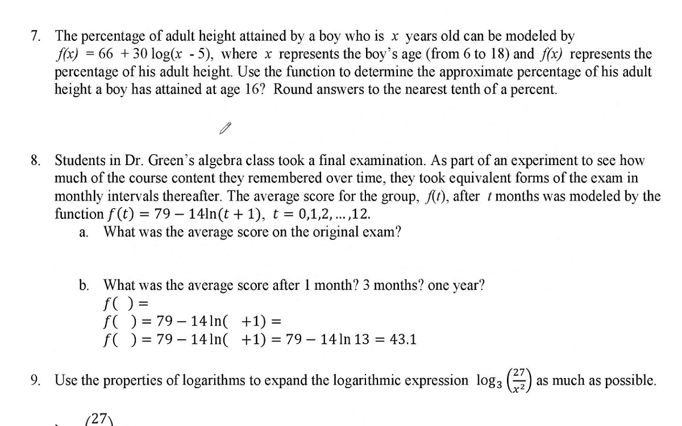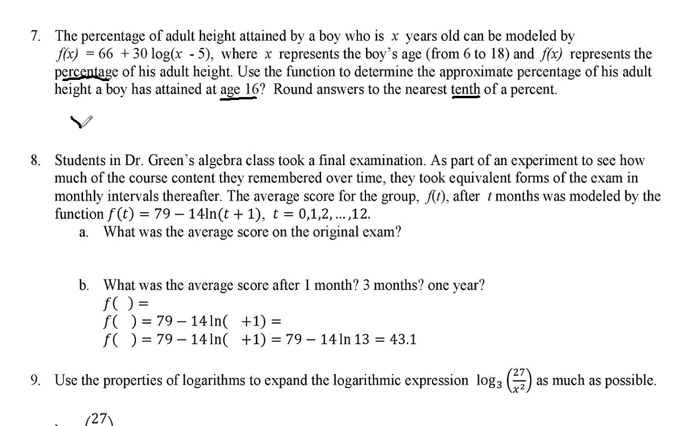All right, number 7. Let's see here. Percentage of adult height attained by a boy who is x years old can be modeled by this logarithm function. And x is the age, and it's only from 6 to 18. So this model only works from age 6 to age 18. F of x represents the percentage of the adult height. And we're going to use that function to determine the approximate percentage of the adult height for a boy who's age 16. Okay, so that's in this domain, and that's going to be x equals 16. Round answers to the nearest 1/10 of a percent.